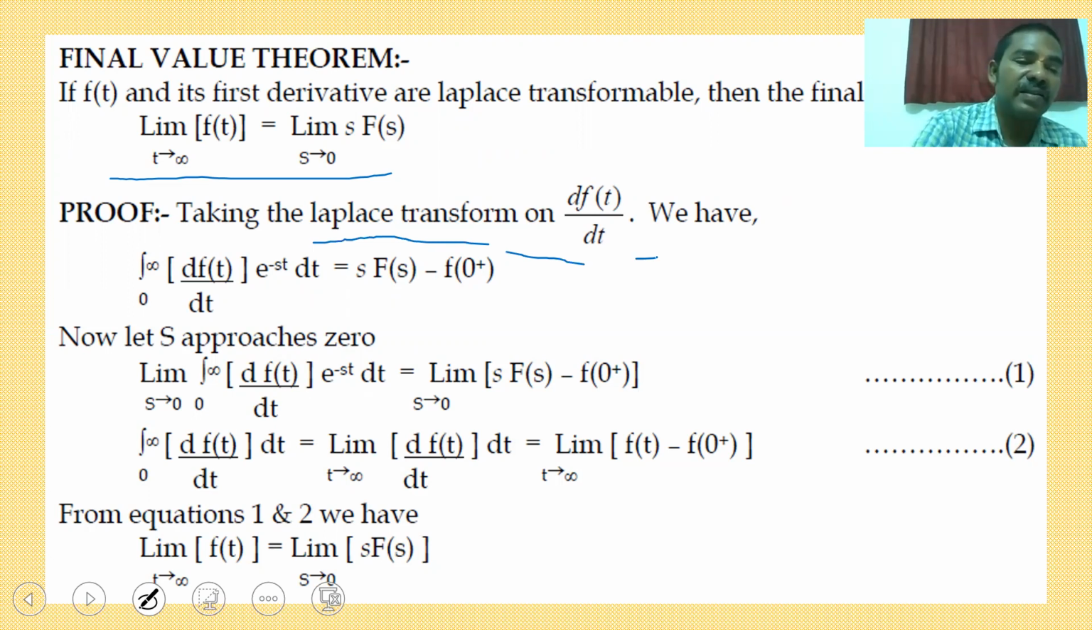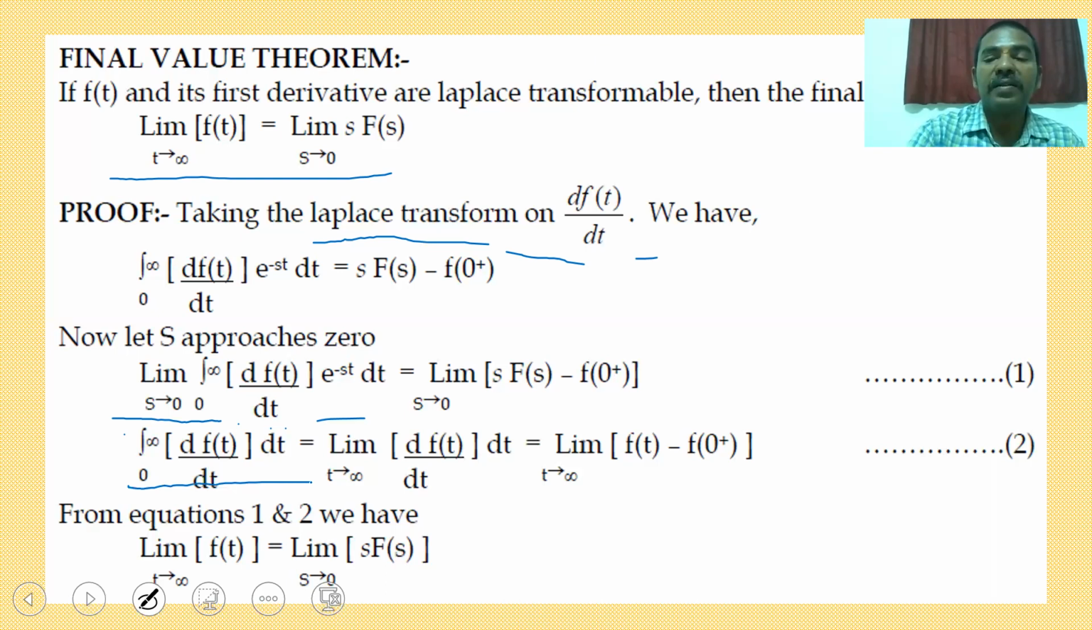Now s reaches 0. So limit s tends to 0. Integral 0 to infinity df(t) by dt e power minus st dt is equal to, on the RHS also, limit s tends to 0 s of F of s minus f of 0 plus. Then for this integral, 0 to infinity df(t) by dt into dt, with the t tends to infinity condition, it is equal to limit t tends to infinity f of t minus f of 0.